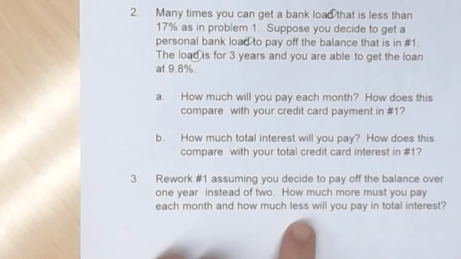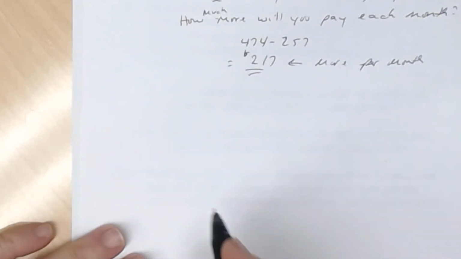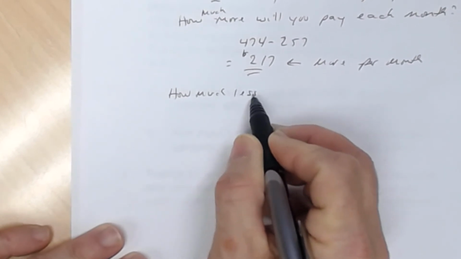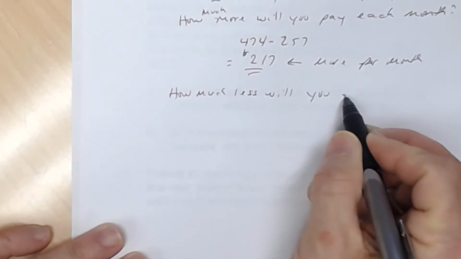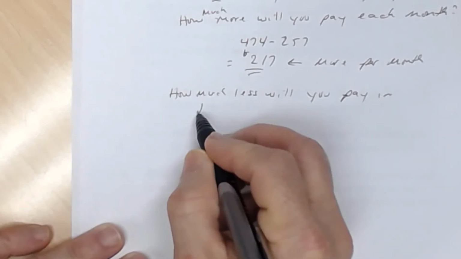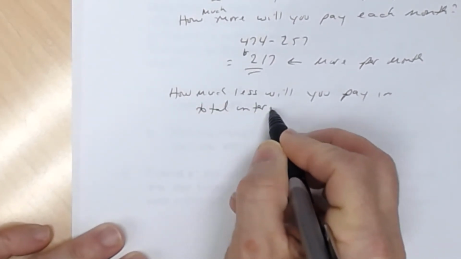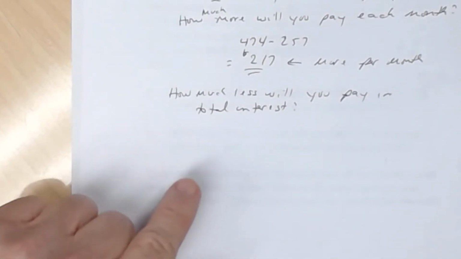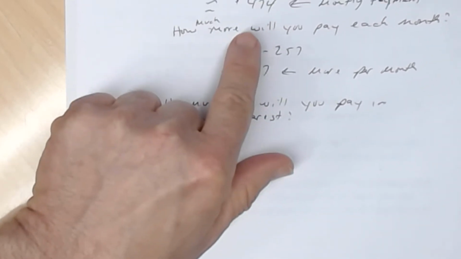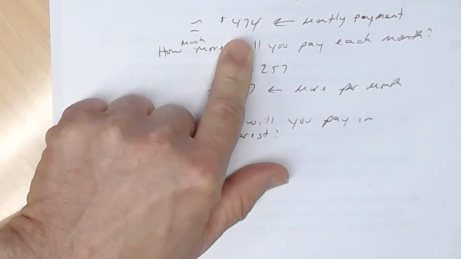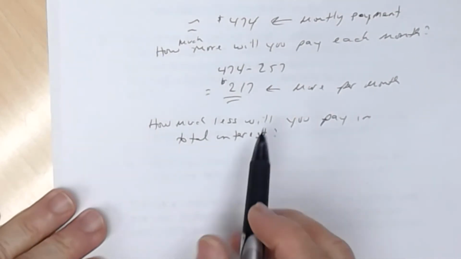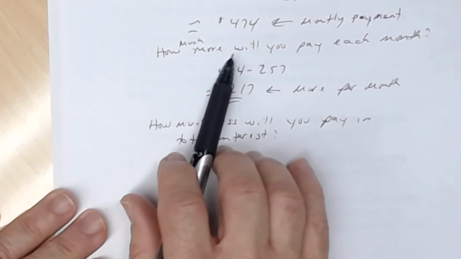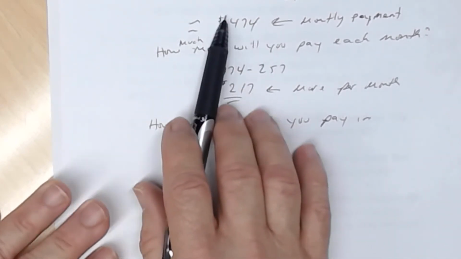So the next part says how much less will you pay in total interest? Okay, so let's talk about that. So how much less will you pay in total interest? Okay, so this is how much you would pay per month, right? Okay, so $474, you pay that per month. So what I would do to do that is figure out how much that is over 1 year period.